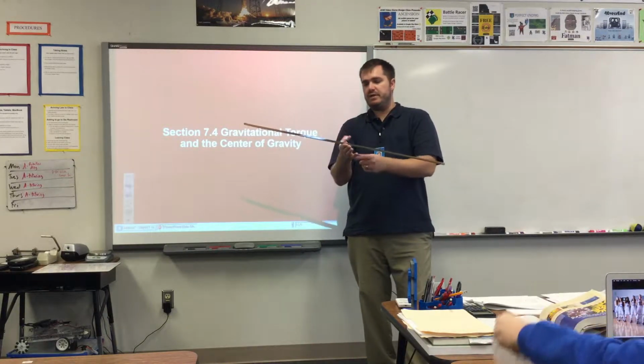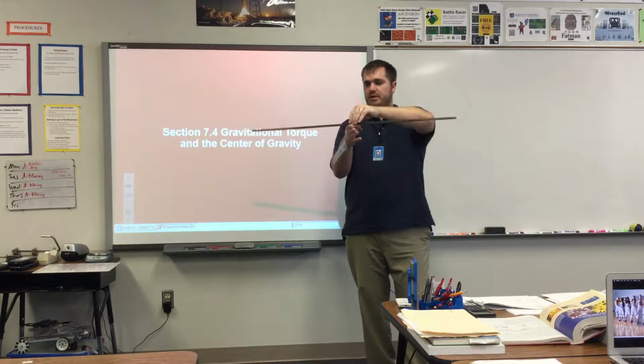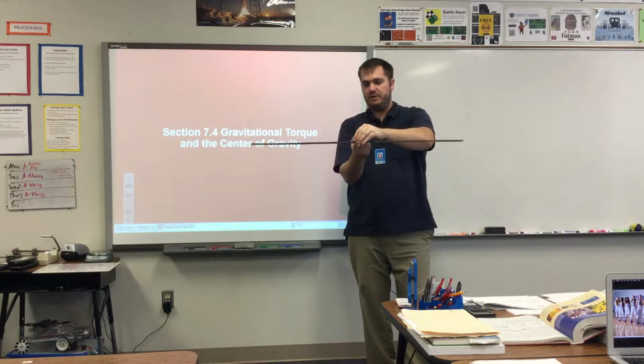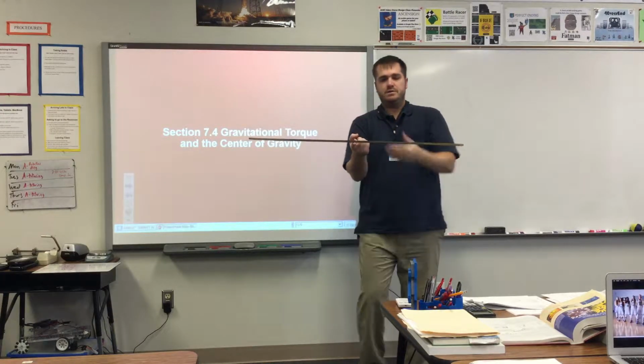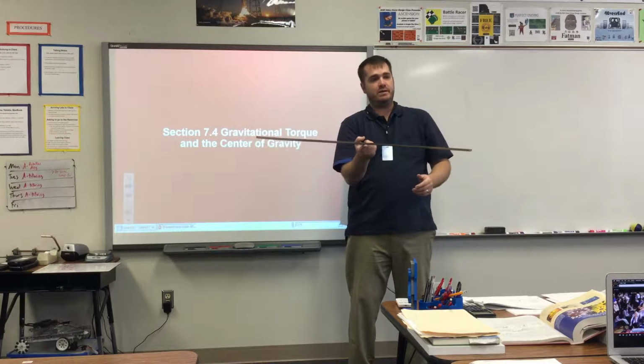If the center of gravity is directly above the pivot point, so right now, center of gravity is right here, the pivot point is where I have my finger, okay? So if it's directly above, then the object will be balanced.